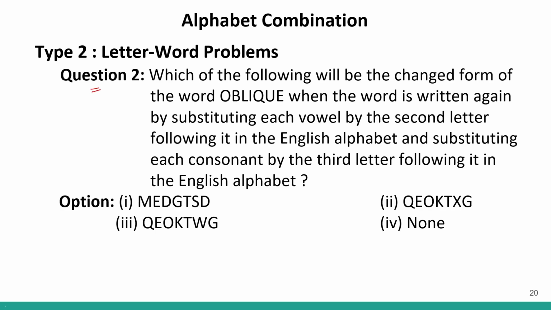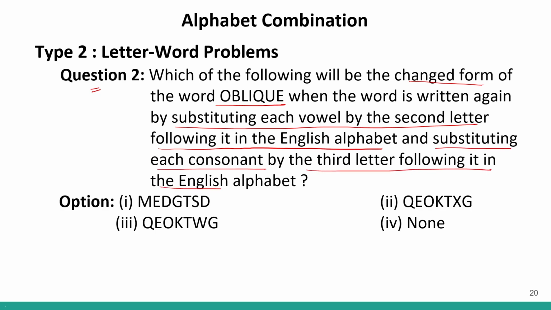Then we have question number 2. Which of the following would be the changed form of the word oblique? So we will perform certain operations on oblique when the word is written again by substituting each vowel by the second letter following it in the English alphabet and substituting each consonant by the third letter following it in the English alphabet. So what are we doing? We are moving the vowel by 2 positions forward and we are moving a consonant by 3 positions forward, right?